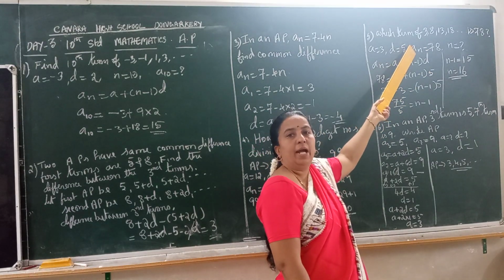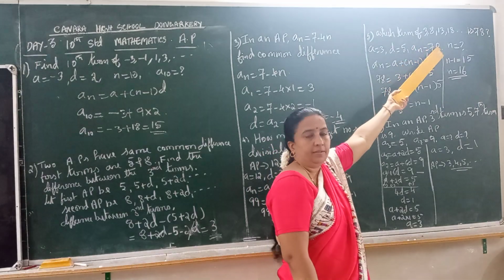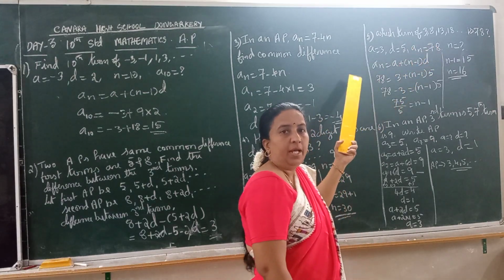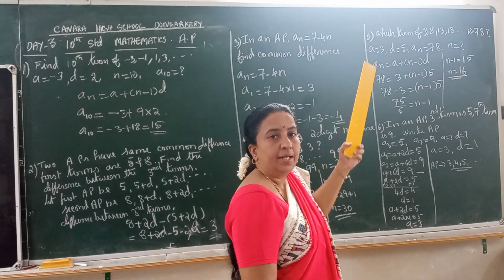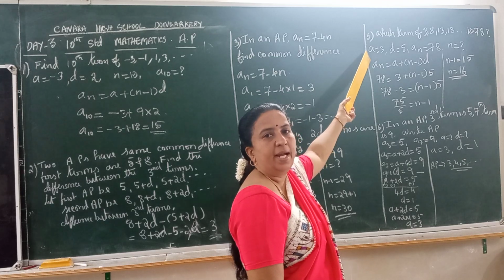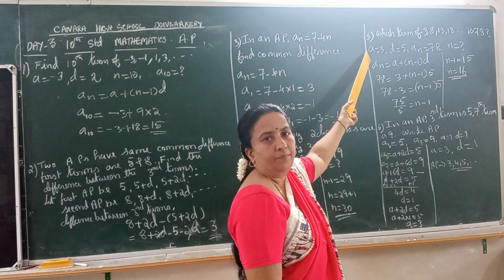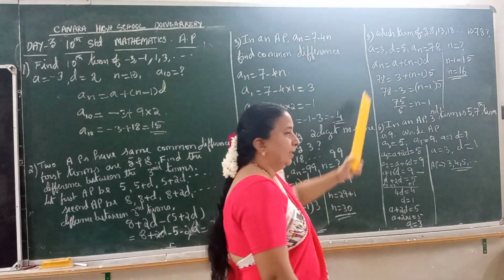Then what do we have to find? Which term? N is equal to how much? A is equal to 3. D is equal to 5. An is equal to 78. N is equal to how much? Same method.